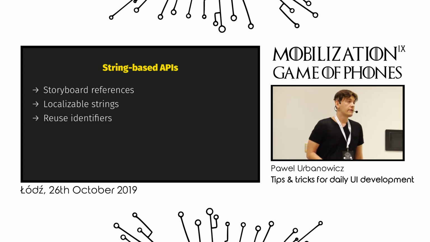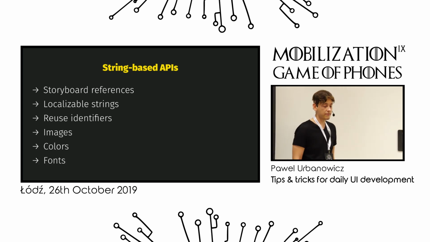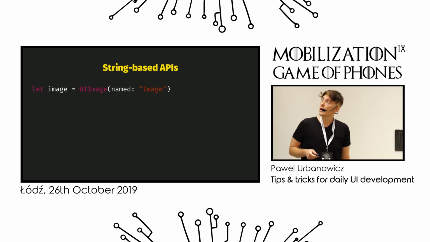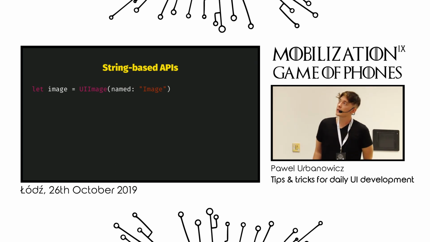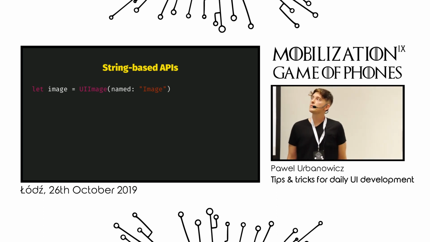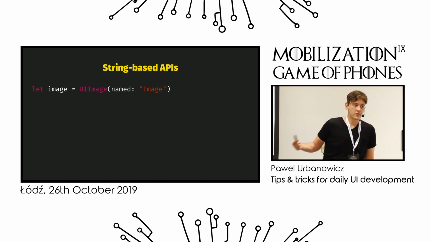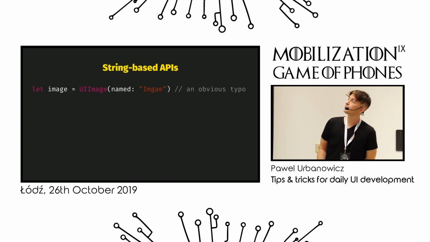Reuse identifiers for collection or table view cells, images, colors, fonts, etc. Many other examples. So let's take a look at this example, which is using the UIImage named initializer. And as you can see, this is also a string-based API, because if I want to reference the image from my asset catalog, I still need to provide its name via the string value. And what happens if I make a typo?